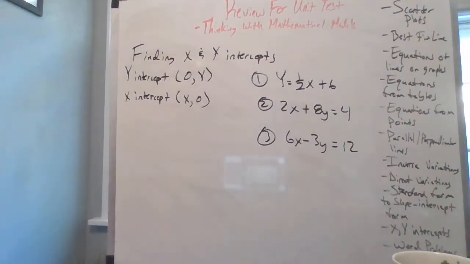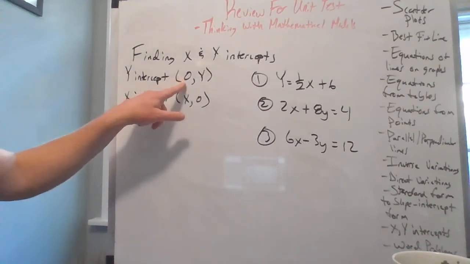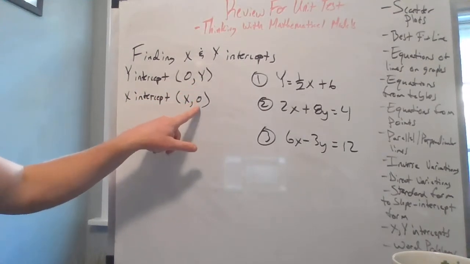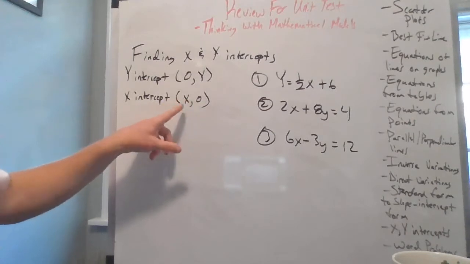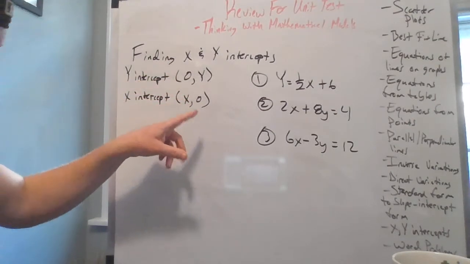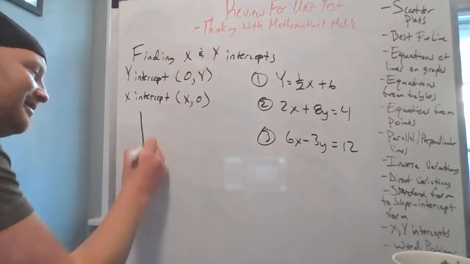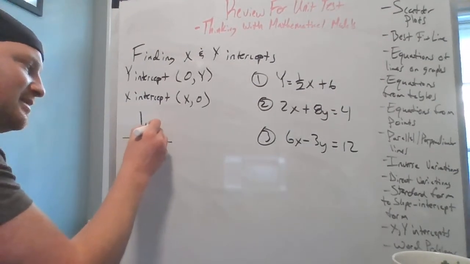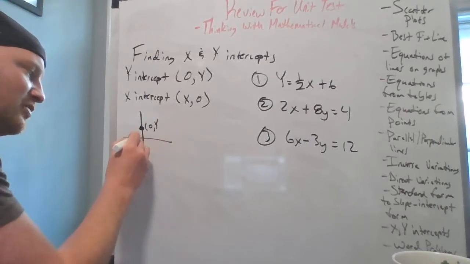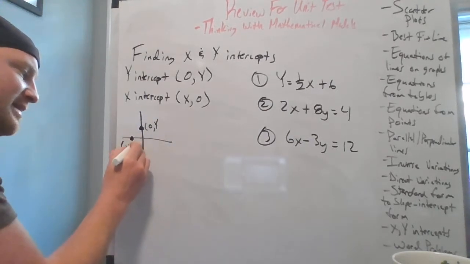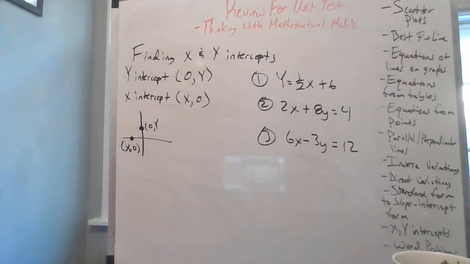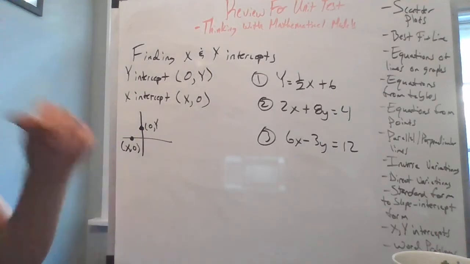Next thing, finding x and y intercepts. Remember, the y-intercept is 0, comma, whatever the y value is, and the x-intercept is whatever the x value is, comma, 0. My apologies. Remember, just quick for review. There's the y-intercept. This value is 0, comma, y, and this right here is the x-intercept. This is x, comma, 0. The y is always 0 at every single x-intercept, and the x is always 0 at every y-intercept.